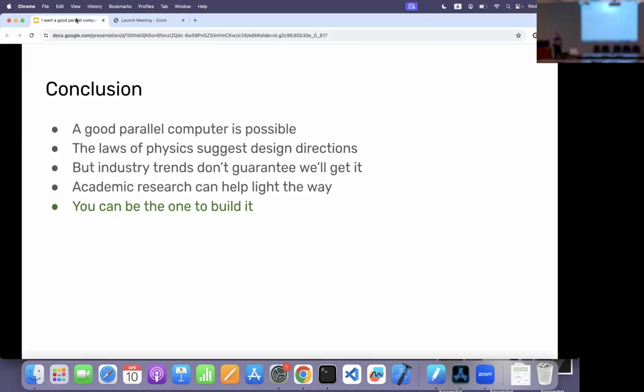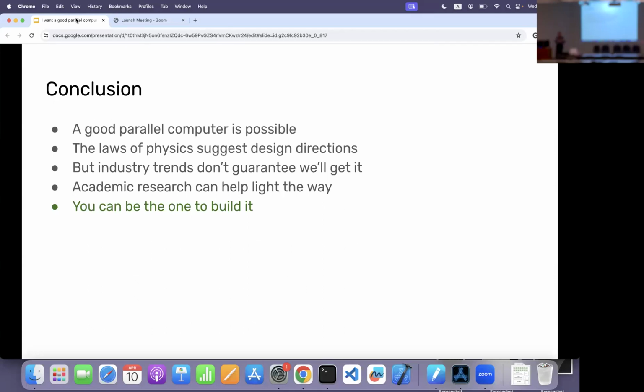So, to wrap up, we do have time for questions. I think a good parallel computer is possible. I think the physics points the direction. You want to minimize the amount of overhead for the amount of useful work that you have. And I think there are some interesting directions. But the trends in the industry are honestly not looking very good.